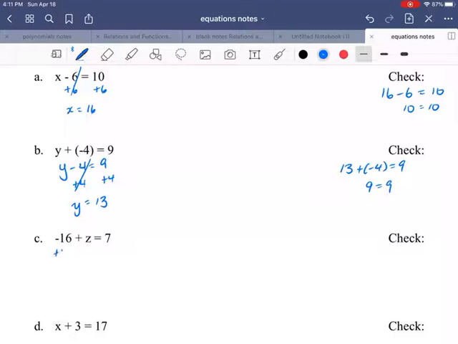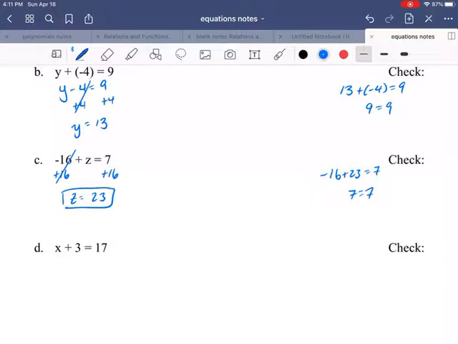So in order to make a zero pair, we're going to add 16 to each side. That makes a zero pair, and we get z is equal to 23. To do our check, negative 16 plus 23, does that equal 7? And indeed it does.